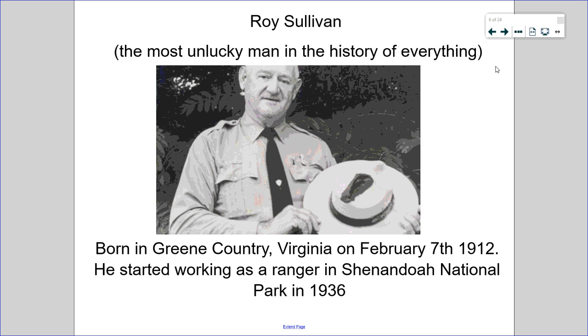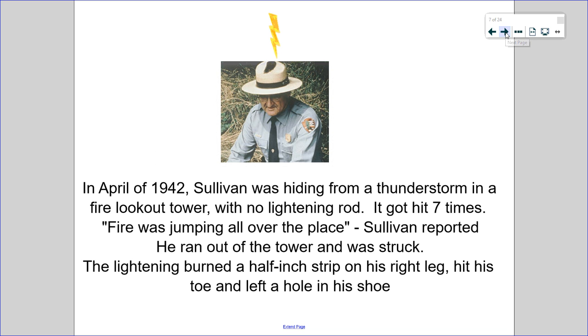So speaking of that, let's talk about Roy Sullivan for a minute. This is the most unlucky man in the history of all things. He was born in Greene County, Virginia. That alone doesn't make him unlucky, but you know, one strike against you, I guess. All right, so he started working as a ranger in Shenandoah National Park in 1936.